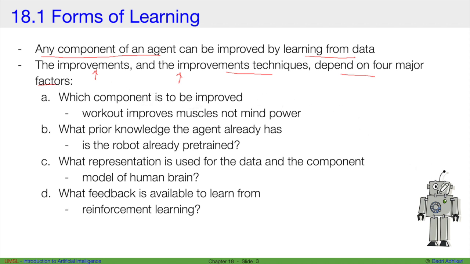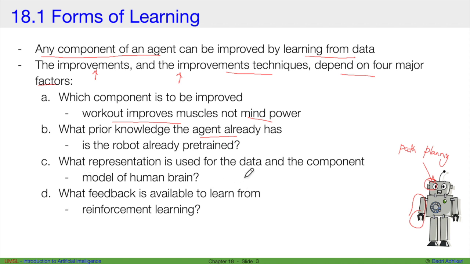Are we trying to improve the vision of an agent, or are we trying to improve, let's say, the way the agent picks up objects? For instance, a workout improves muscles and not mind power, right? What prior knowledge does the agent already have? If we bring an agent that is already good at path planning, then we don't need to train the agent on that. We may need to train the agent on other things.